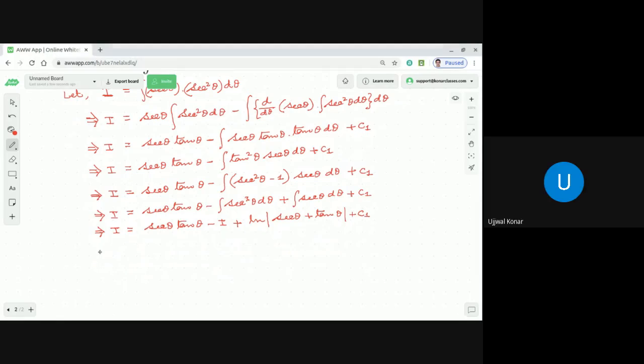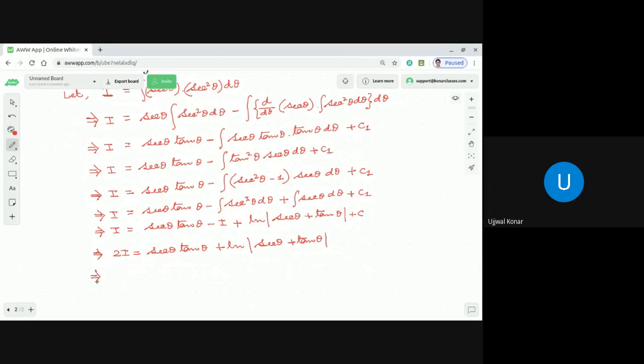So then, understood. From here we get 2I is equal to, okay, here one more thing I need to do. I need to change the integrating constant from C1 to C, because we have performed the integration of sec theta d theta. So 2I is equal to what? Sec theta into tan theta plus ln of mod sec theta plus tan theta. So from here we can find the value of I.